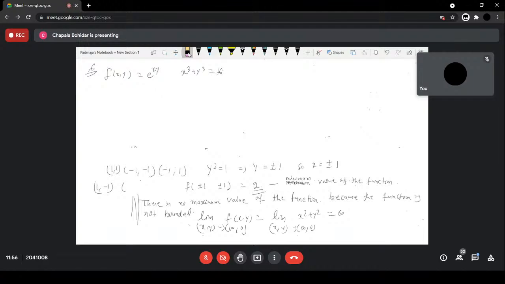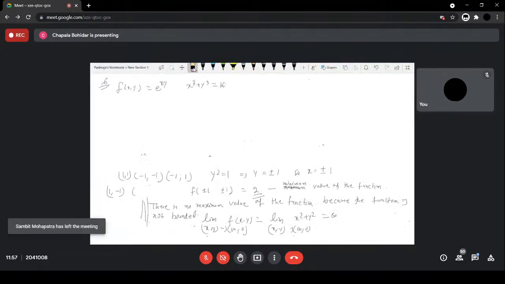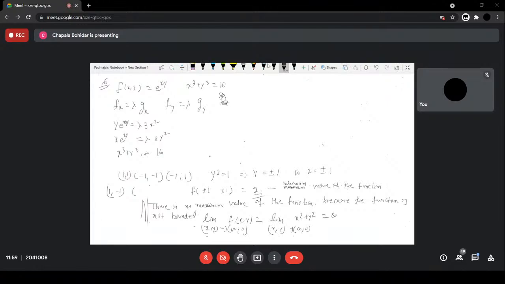Are you able to do it? Any doubt in this article? What will you do here? f of x equals lambda into grad g, or you can write it as 3 equations, 3 unknowns. Do it yourself.